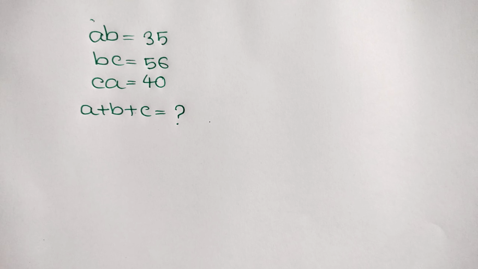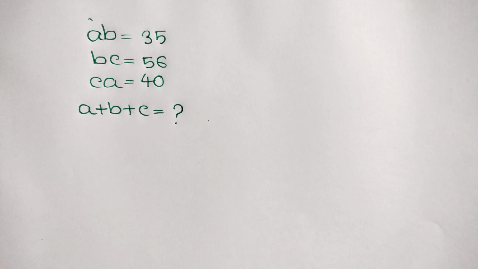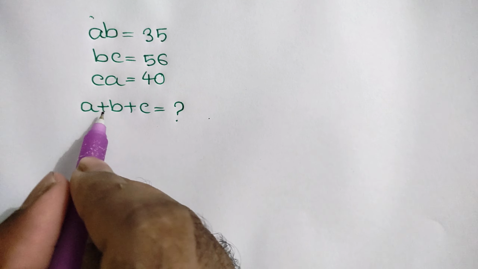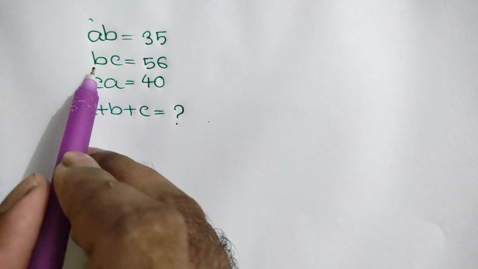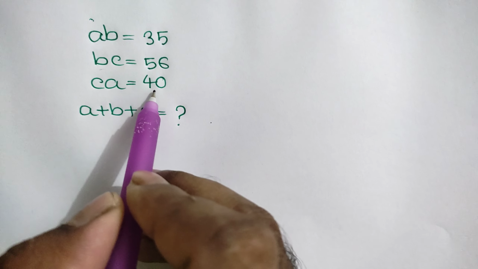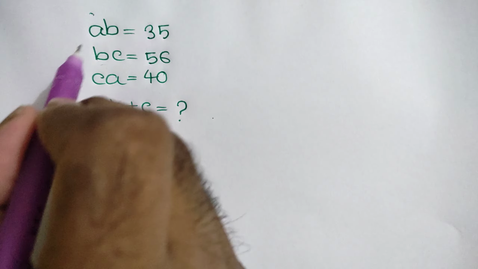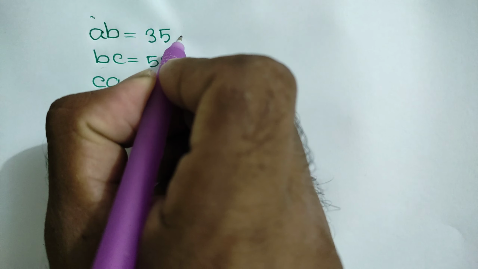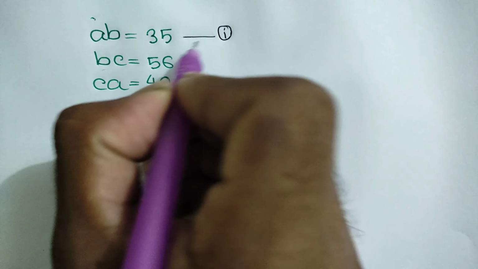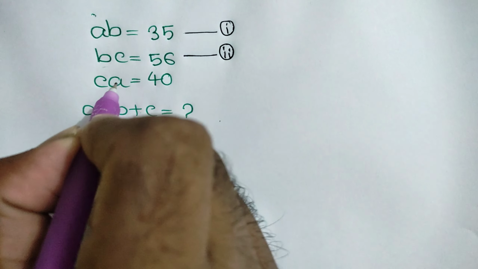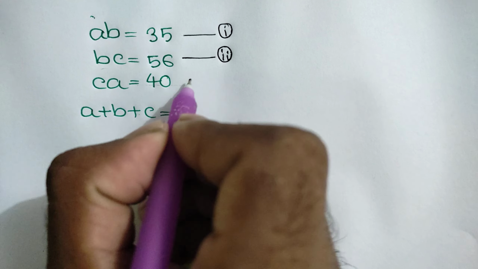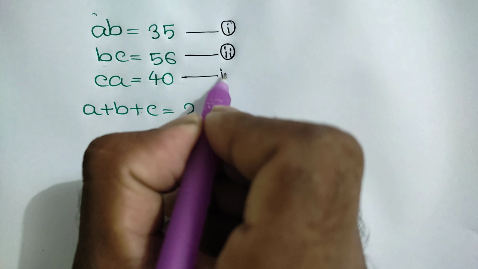Hi everyone, in this video I am going to show how to find the value of a plus b plus c, where ab is equal to 35, bc is equal to 56 and ca is equal to 40. Okay, ab is equal to 35, it is called equation 1, bc is equal to 56, it is called equation 2, and ca is equal to 40, it is called equation 3.